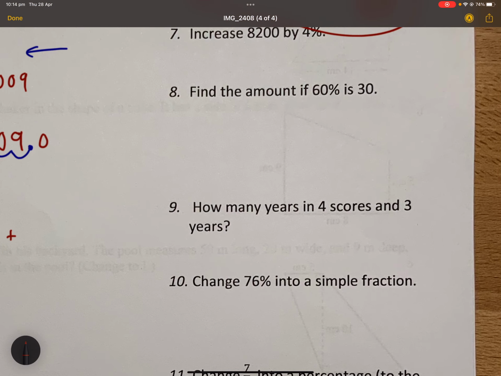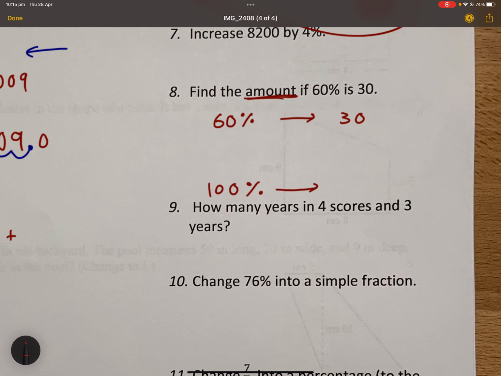Get the answer there. Find the amount if 60% is 30. Okay, so if 60% is going to be 30, we want to find the whole amount. That means you need to get to 100%. What's the 100% of the amount?